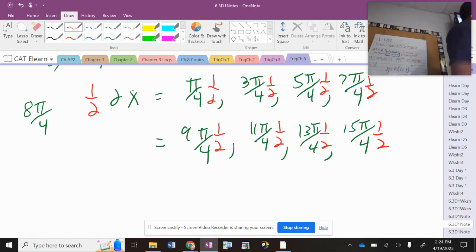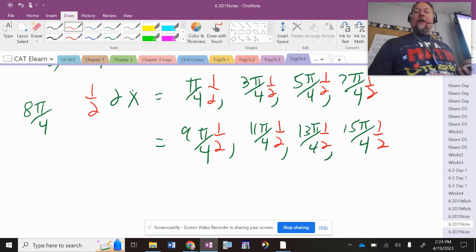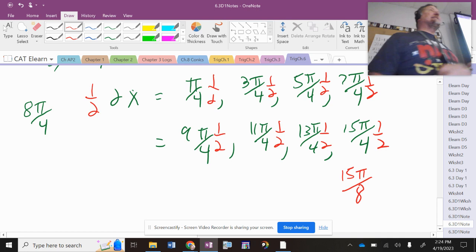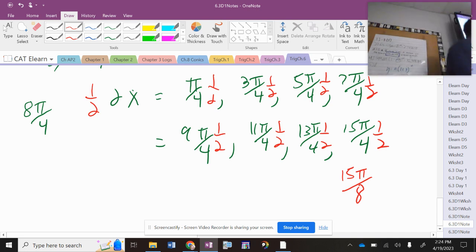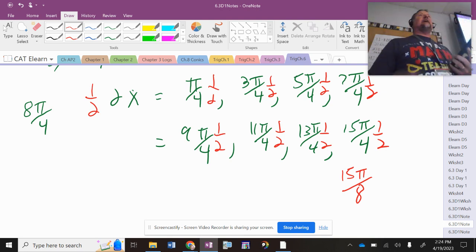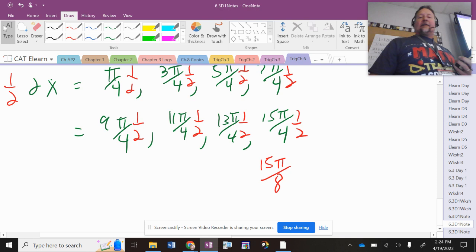And guess what? 15 pi over 8 is smaller than 16 pi over 8, which is equal to what? 2 pi. So all these answers are less than 2 pi.